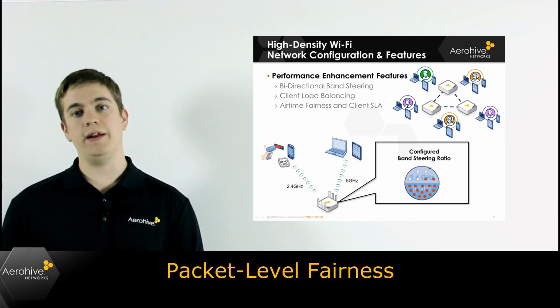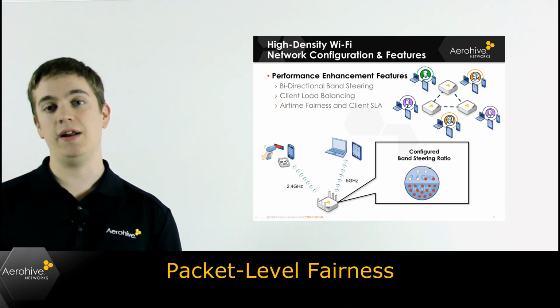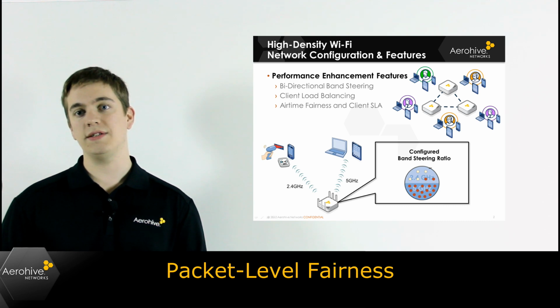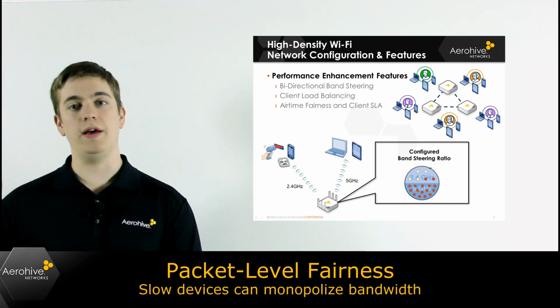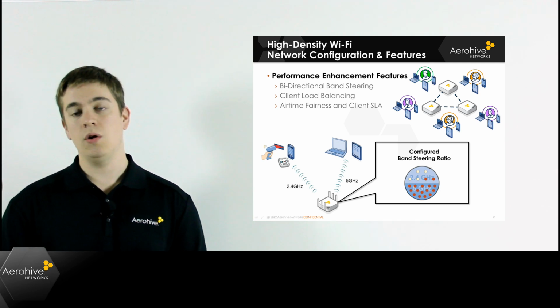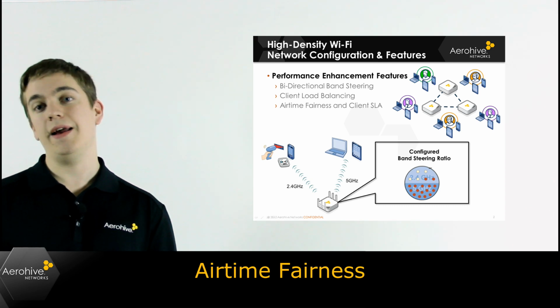Whereas the slow-speed client takes much longer because they're using a lower data rate to transmit even the same amount of data. This ends up in an unequal balance of airtime across stations. The slow-speed clients end up monopolizing the airtime and significantly degrading the performance of the high-speed client. With airtime fairness, we can make it not based on packet level fairness, but based on airtime.